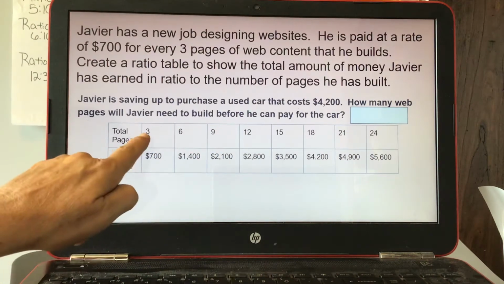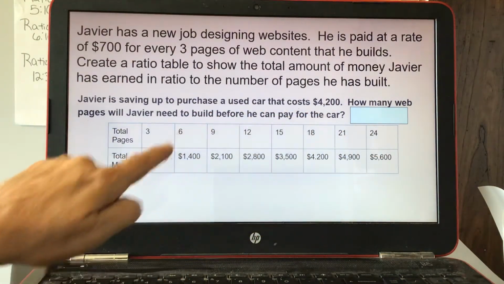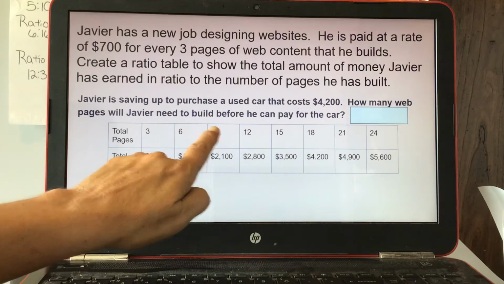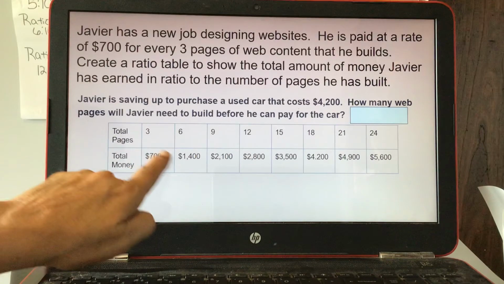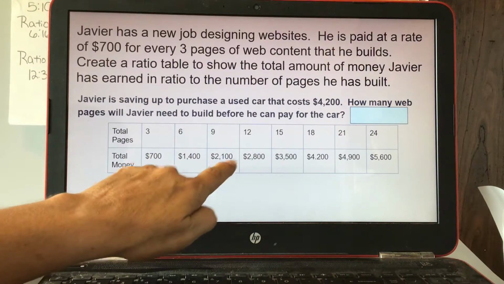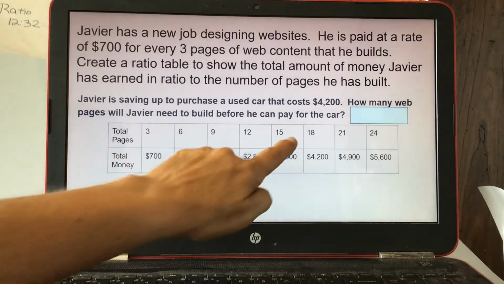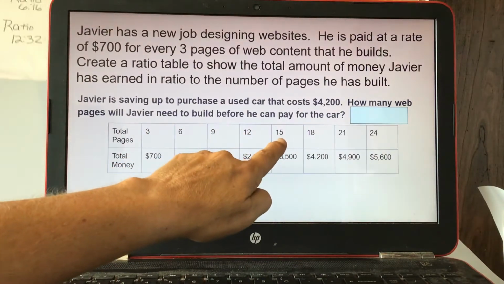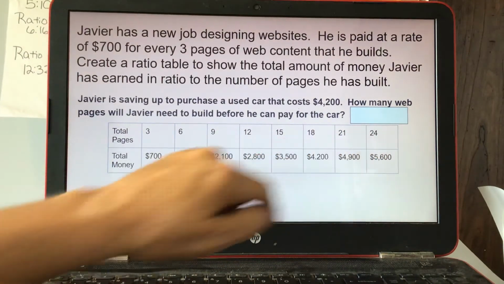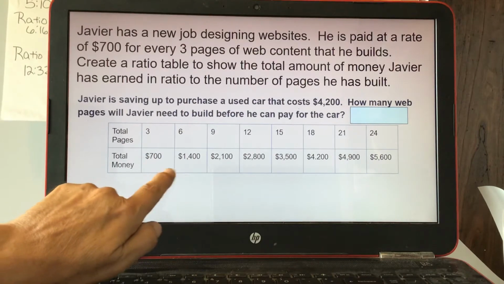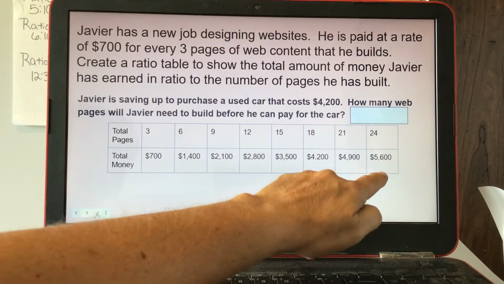Okay, and then the next one I multiplied by 3. So if I multiply 3 by 3, it equals 9. If I multiply 700 by 3, it equals 2,100. And then you can keep going down, okay? So 4 times 3, then 3 times 5, 3 times 6, 3 times 7, 3 times 8. And then 700 times 2, times 3, times 4, times 5, times 6, times 7, times 8.